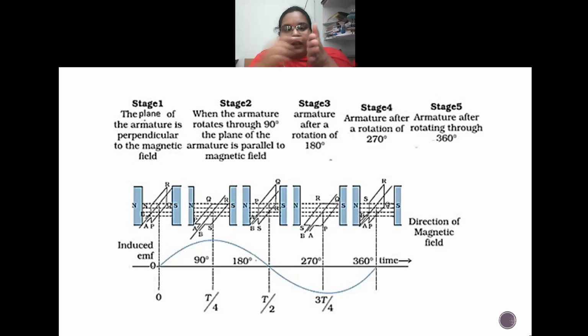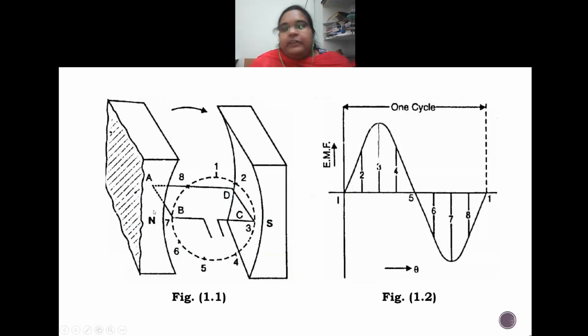Because this is a single loop generator, we have a wire, we have the EMF, and we have the magnetic field, and the wire is not cutting the magnetic field at all. That means there is no change in the magnetic field of the conductor. So what will be the amount of induced EMF? The amount of induced EMF will be 0.